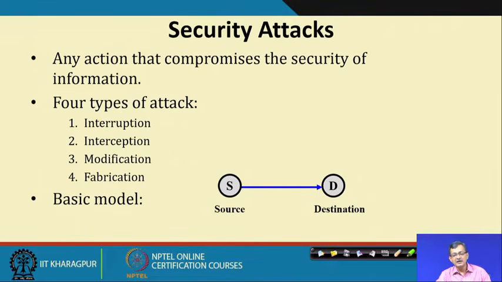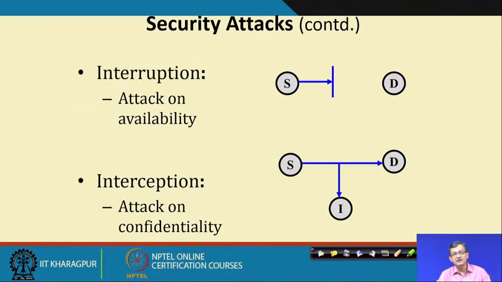So, the basic model is that a message is being sent from source to destination. Interruption is the attack on availability, right. It is blocked in some way or other, either physically or through congestion, so that the message cannot reach the destination. Sometimes we can say that this is a type of denial of service. Another kind of attack is interception, an attack on confidentiality. S is sending to D, but that is intercepted and an attacker is listening to the things. So, it is an attack on confidentiality.